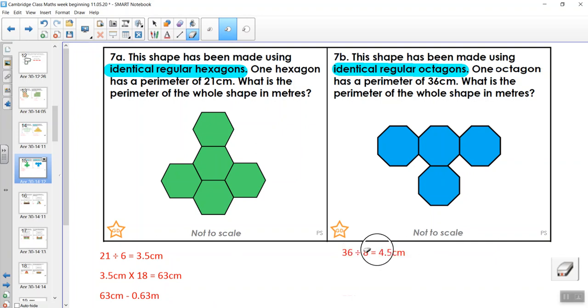And similarly for this one. So 36 divided by 8 is 4.5. 4.5 times 26 is 117. And 117 centimetres is equivalent to 1.17 metres. That was a tricky challenge. Really well done if you got that one.